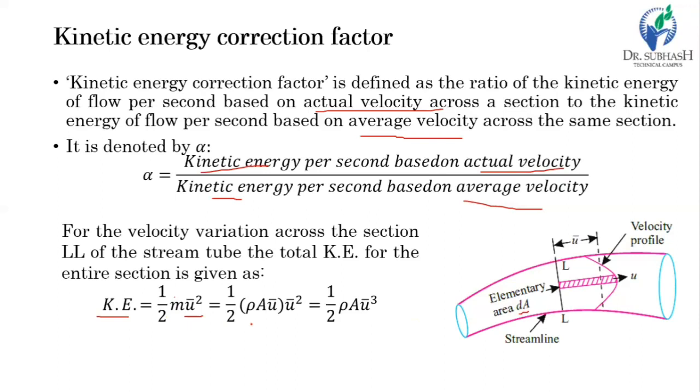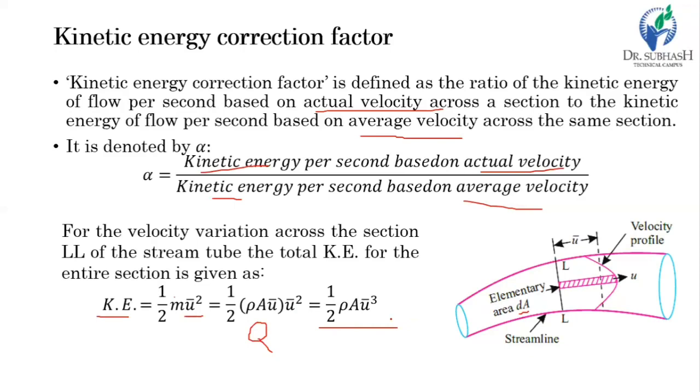Here the volume flow rate is Q. Q is nothing but the area times the velocity per unit time. So rho into A into u bar is the mass flow rate, times u bar square. So ultimately kinetic energy as per the average velocity is half times density, cross section area, times the cube of average velocity. So this is the kinetic energy as per the consideration of average velocity.